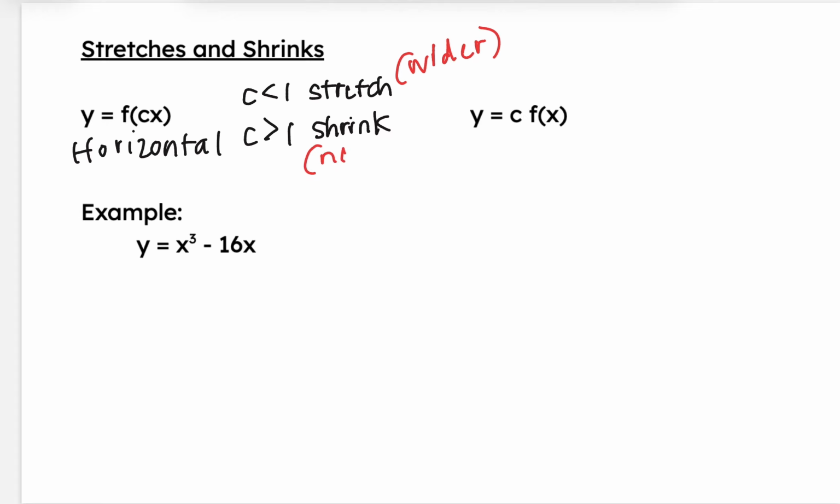Okay, so now if we go over to the other one, if the c is on the outside, it's going to be a vertical stretch or shrink. Let's write that a little bit better.